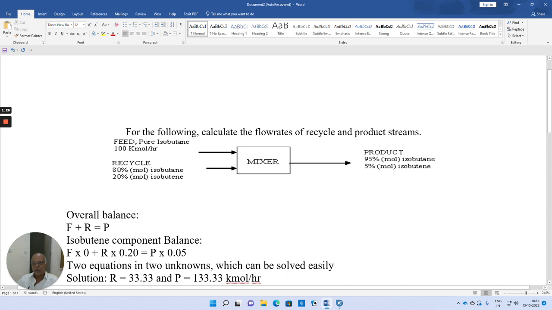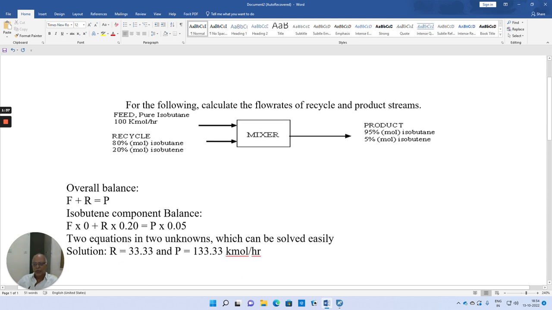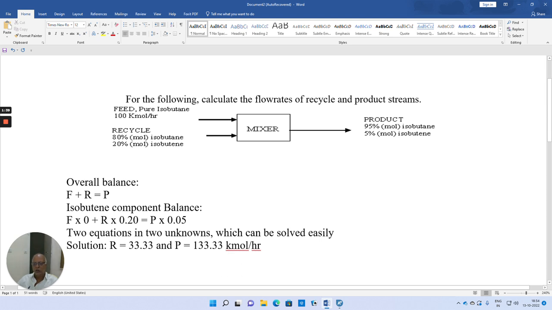So we have two equations and we already know F is equal to 100. So there are only two unknowns in this problem, R and P. So we should be able to solve these two equations quite easily. And if you try to solve, the analytical solution is around 33.33 for R and P will be 133.33.